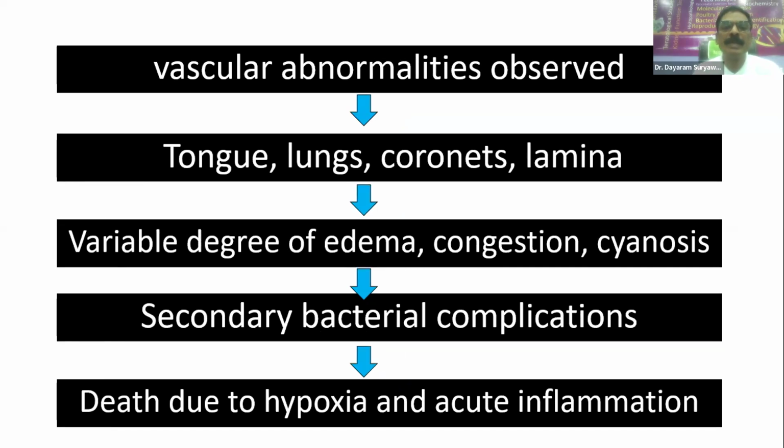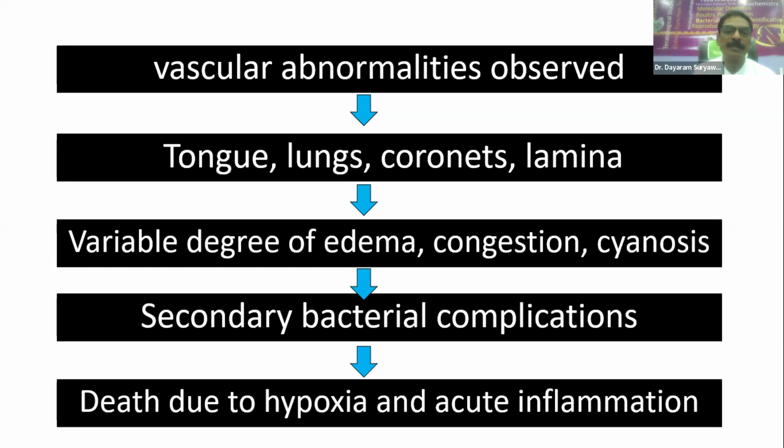Whenever the blood vessels of the tongue, lungs, coronary band and lamina are affected, the animals show symptoms related to the tongue, lungs, and coronary band and lamina. A variable degree of edema, congestion, and cyanosis can be observed depending upon how many blood vessels are affected, how much area is affected by the virus, and that leads to different alterations in the clinical signs as well as the pathogenesis of bluetongue virus.